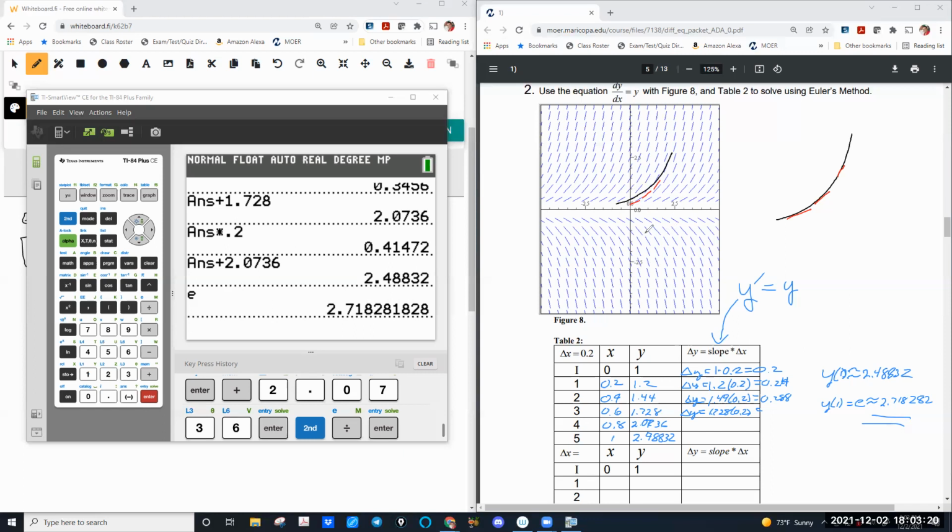Same thing if we did one below, if we were starting underneath because it's concave down, our tangent lines would all sit on top. So anything we get from Euler's method would be an overestimate.